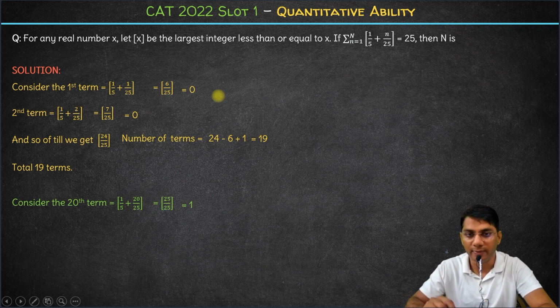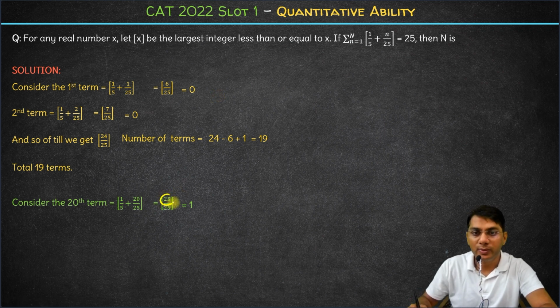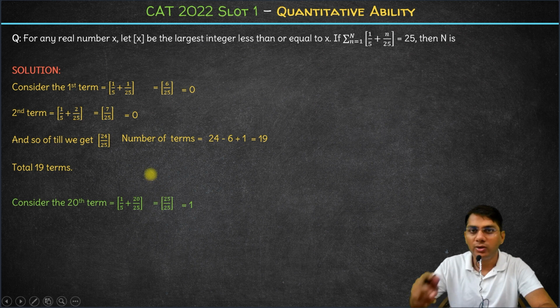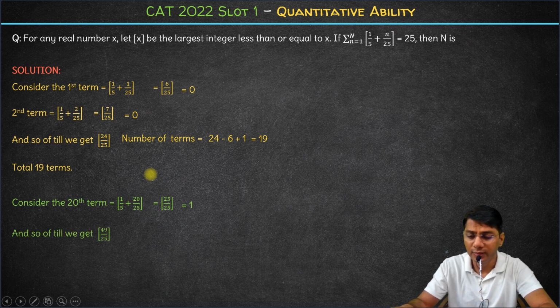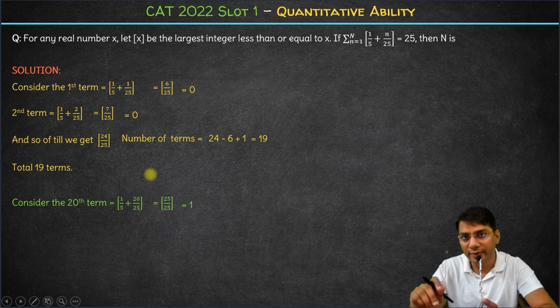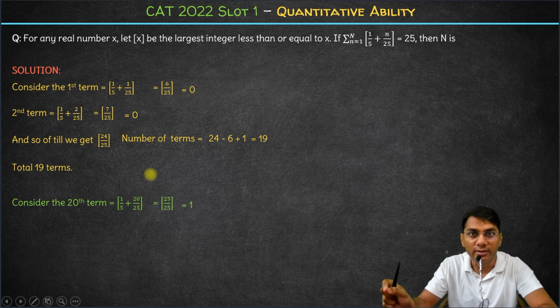The value is 1. What about the next term, the 21st term? Now the 21st term will be 26 by 25. Now 26 by 25 is going to be a number between 1 and 2. It's going to be 1 point something, right? The square bracket of 1 point something will be the greatest integer less than or equal to 1 point something. That will be 1. So the value of the 21st term will be 1. Similarly, the value of the 22nd term will also be 1.